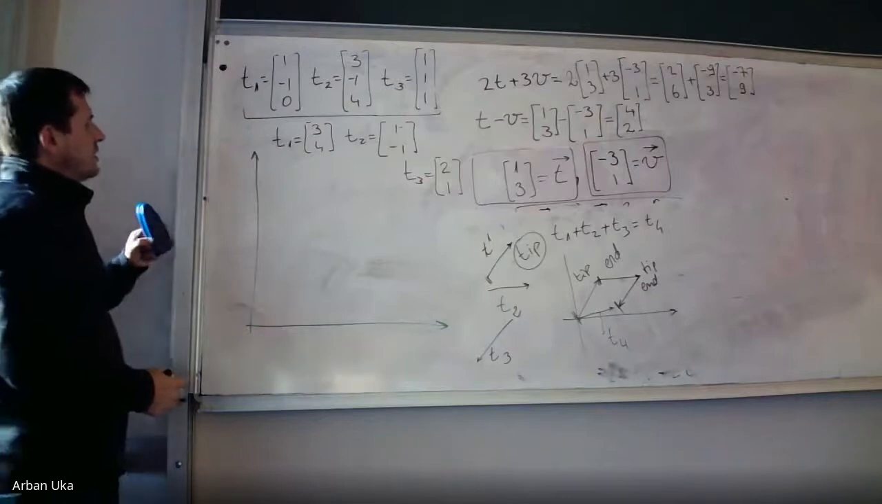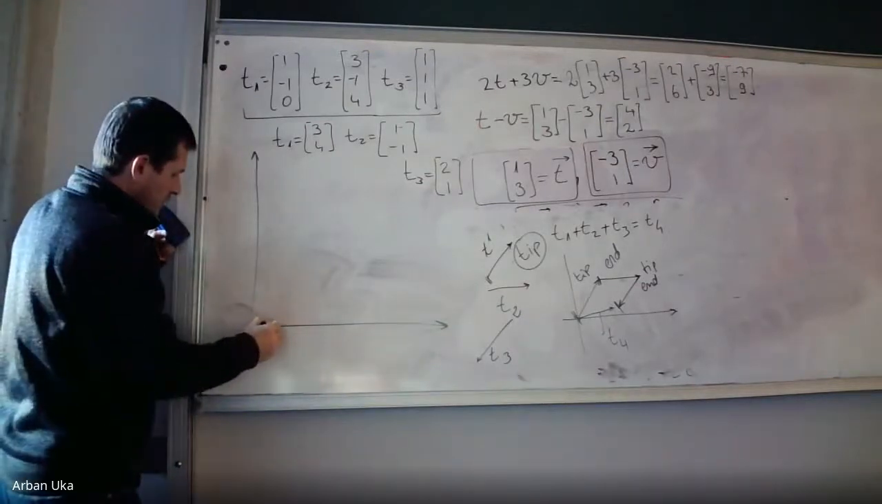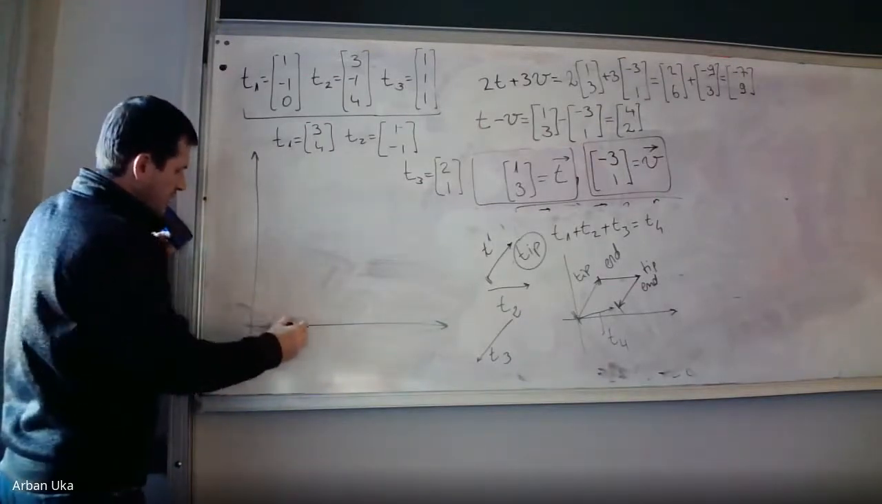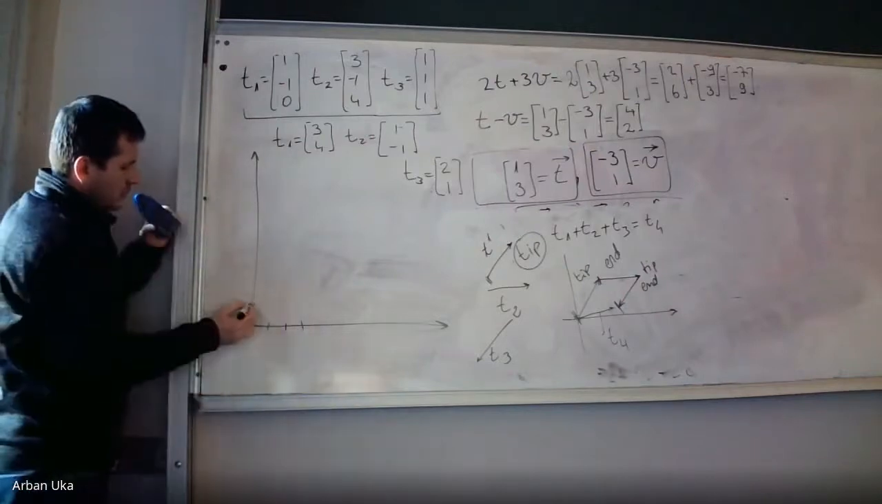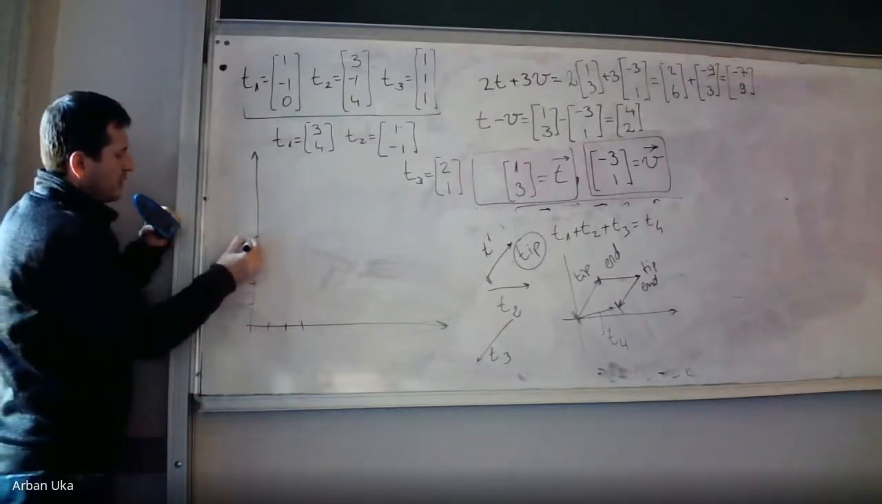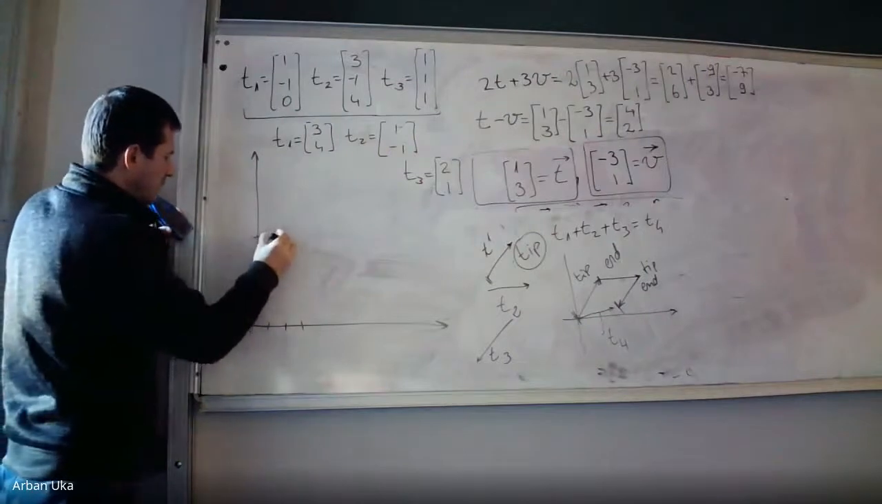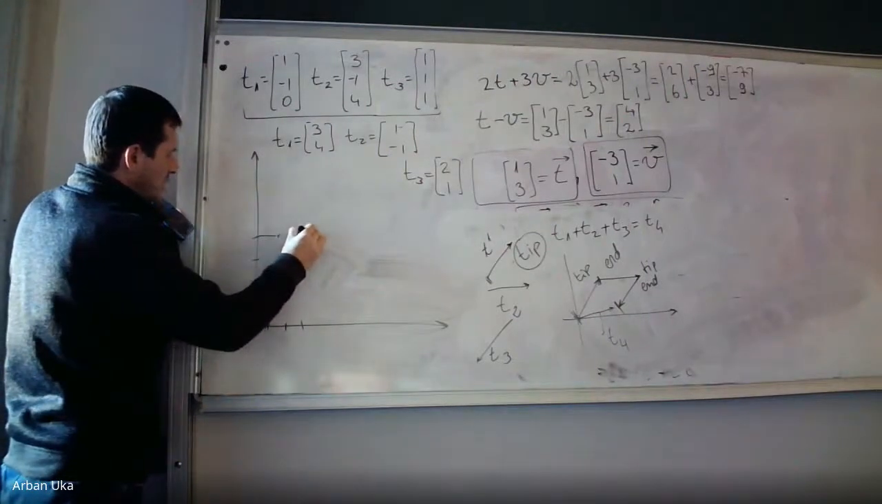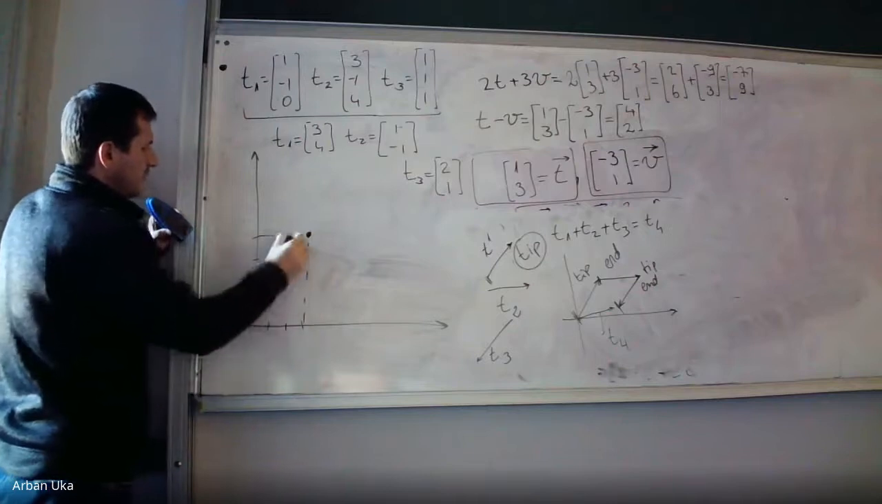Where t1 is (3, 4): this is 3, this is 1, 2, 3, 4. So we get this point. This is t1.